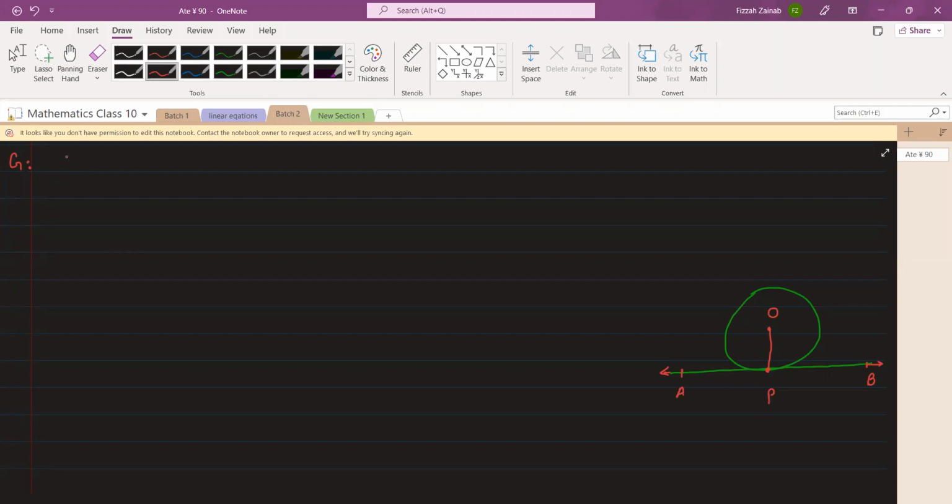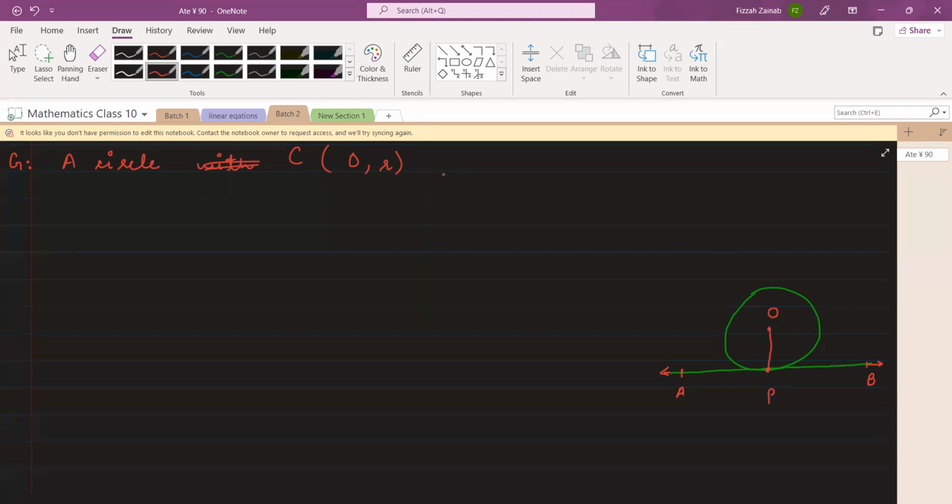So what is given to me? A circle. Or you can call it like this also, a circle C(O, R). So this is how we represent a circle. That means O is the center of the circle and R is the length of the radius. Is that clear? Okay.